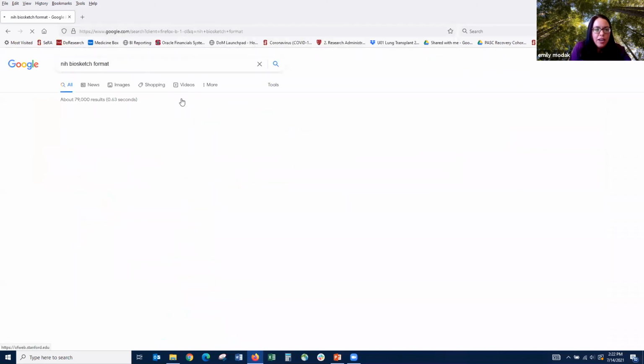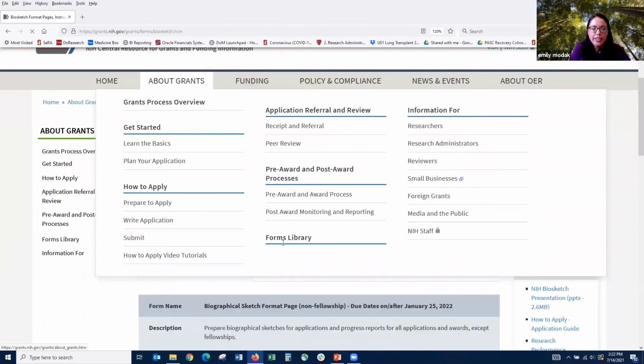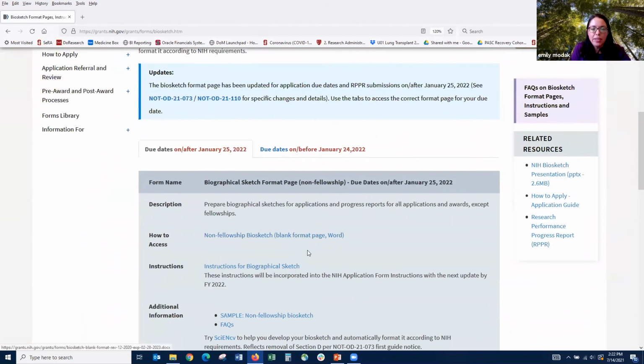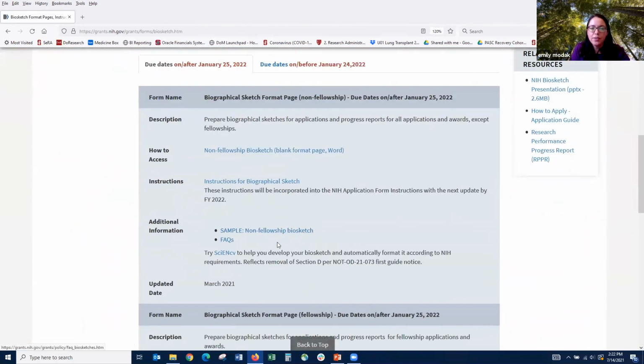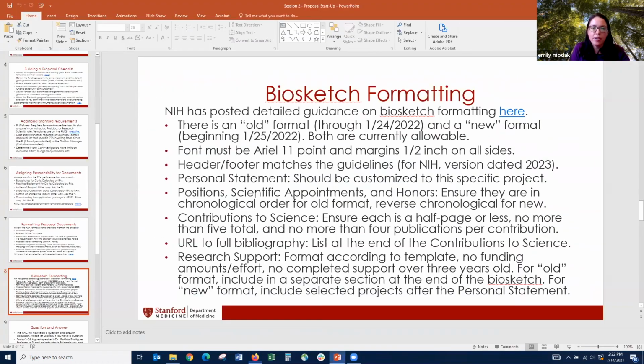And I go here often. There's a ton of resources. The instructions are here. There are blank format pages. There are samples. There are FAQs, tons and tons of information on how to format these on the NIH website.